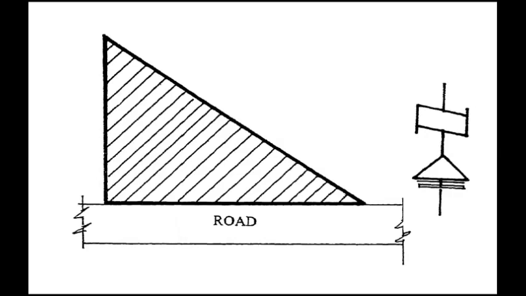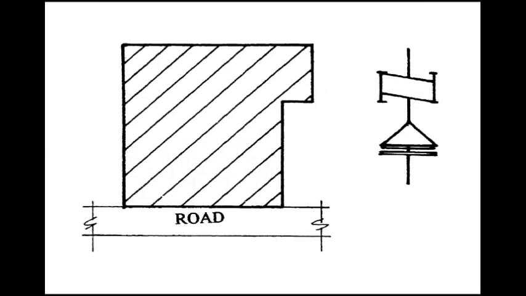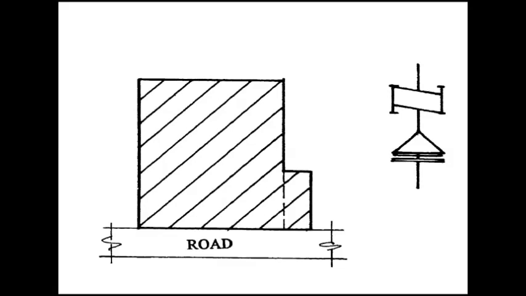Triangular plot, northeast cut, not recommended. Northeast cut, southeast less than 90 degrees, southwest less than 90 degrees, not recommended. Northeast projection is good. Southeast projection is not good. Can be corrected and used.